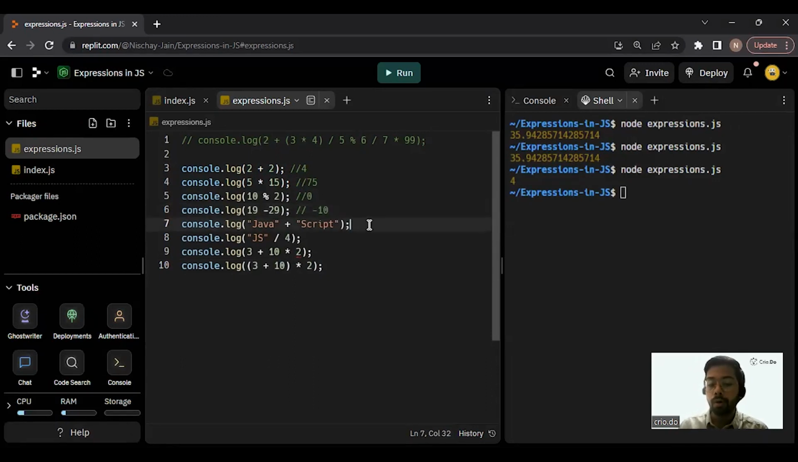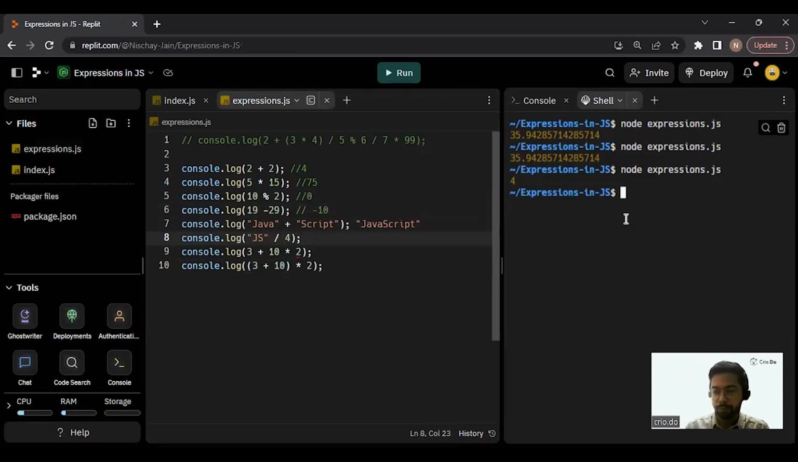When we do a concatenation of two strings using a plus operator, it simply gets merged. So this becomes JavaScript. Please remember that there is going to be no space between both of them since we are simply concatenating the two strings as it is. Now the next one seems to be interesting. We are trying to divide a string JS by a number which is 4. Now in this case, what is the answer we are going to get? Let's execute and check first of all.